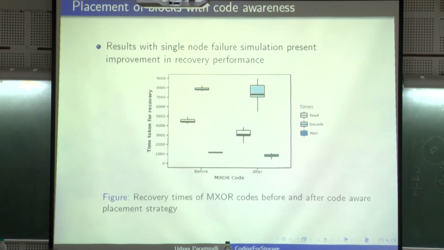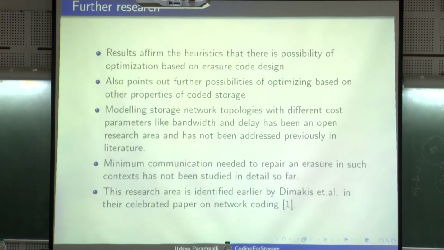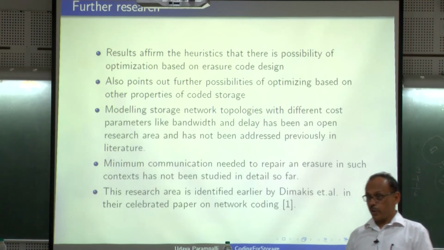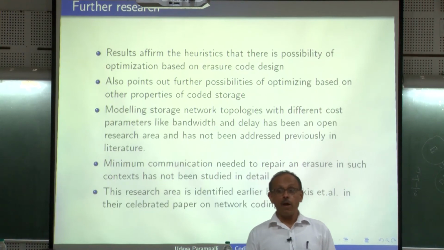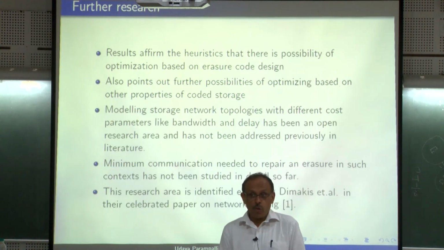Okay. Yeah, so you can see that this improves. Further research basically tells us that at least some of our assumptions hold, that the heuristic, that there is a possibility of optimization exists. Now it works. For example, in Sorbus, you have how many local groups? There are 2 local groups.